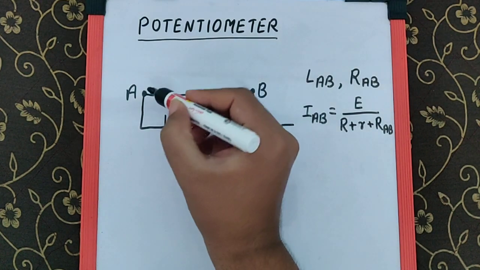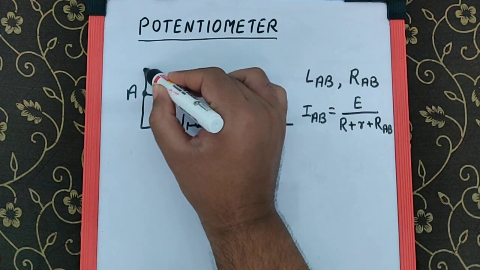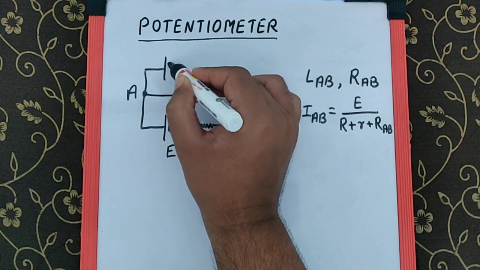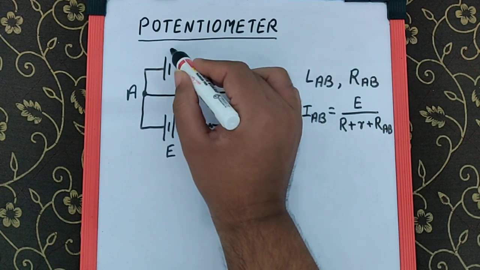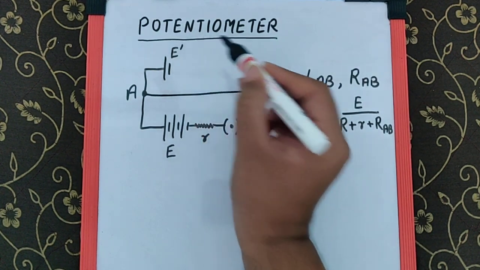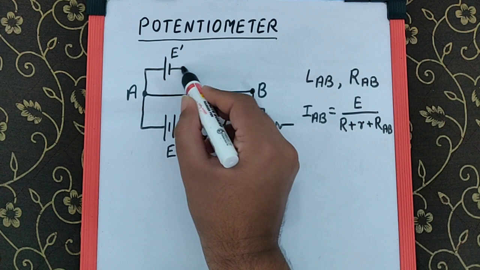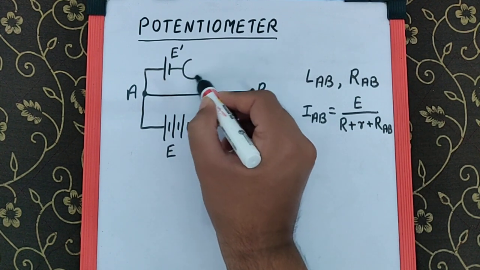Now if we connect one more EMF at point A with the same polarity but different EMF, say E dash, which is then connected to a galvanometer.